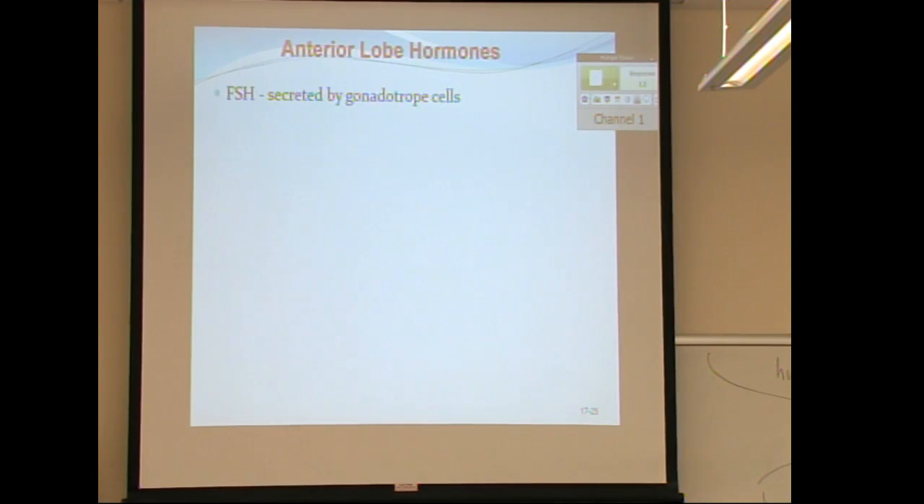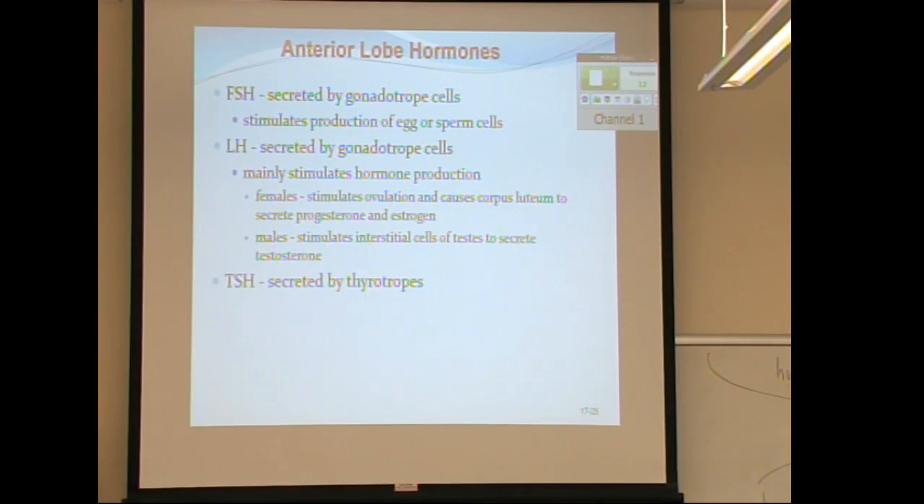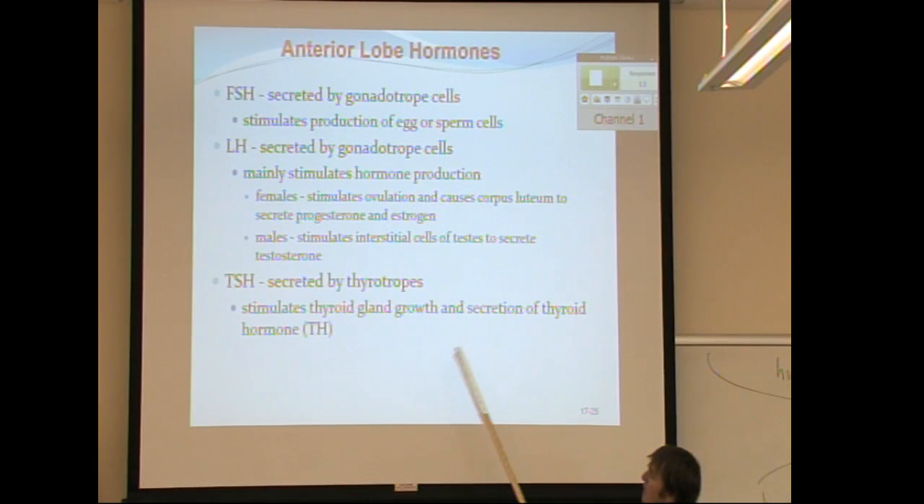All right. So FSH, it's made by the pituitary. You already learned about it. It helps with ovulation, development of the egg, and with sperm. LH, you know about that one. TSH, you haven't learned about that one yet. It goes to the thyroid gland, and it tells the thyroid gland to make thyroid hormone.